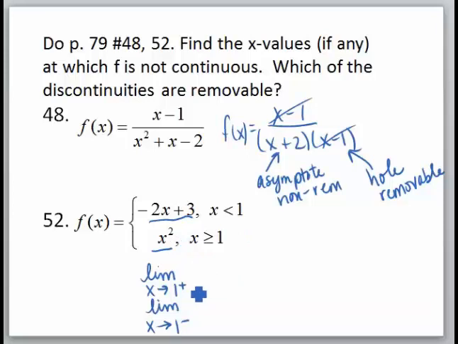So if I plug in from the right, that would be for the x squared, which the limit of that would be 1. And then if I plug in from the left, that would be this line. And when I plug in 1, I would get 1. So this happens to be continuous everywhere. There are no discontinuities.